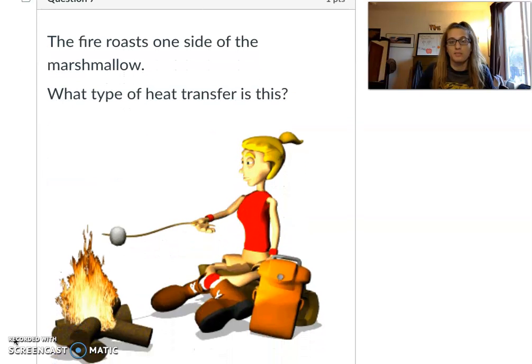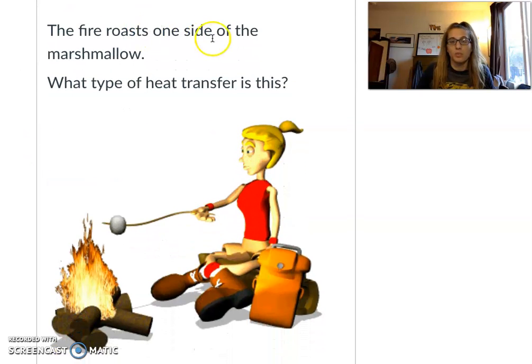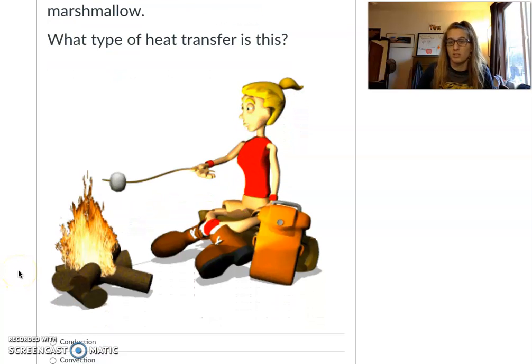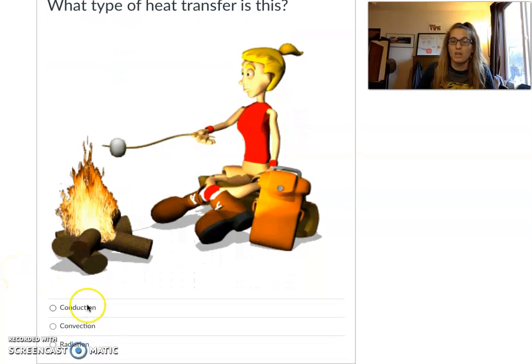Question 7. The fire roasts one side of the marshmallow. What type of heat transfer is this? So I've got my fire that sends out heat waves to one side of the marshmallow, the side facing it. That will get burned, toasted if you don't rotate it. Is that conduction, convection, or radiation? Press pause and pick your answer and play to begin again.